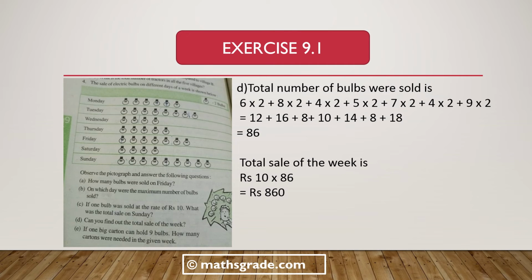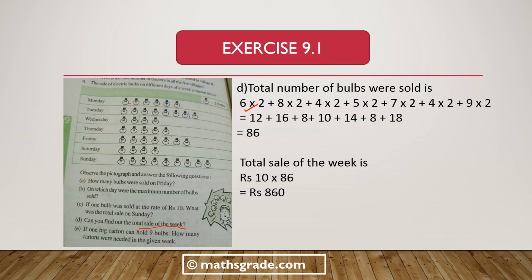Now we have to solve question number D. Can you find out the total sale of the week? We have to find out the total number of sales in each day of the week. That is, on Monday how many sales, on Tuesday how many sales, Wednesday, Thursday, Friday, Saturday, Sunday. So the total number of bulbs sold on Monday: there are 1, 2, 3, 4, 5, 6, 6 pictograph images, and 1 pictograph image is 2 bulbs. So 6 multiplied by 2. This is the number of bulbs sold on Monday.